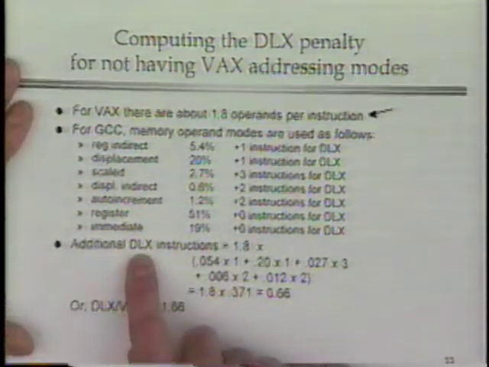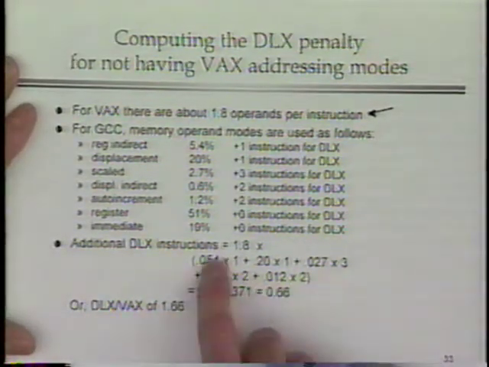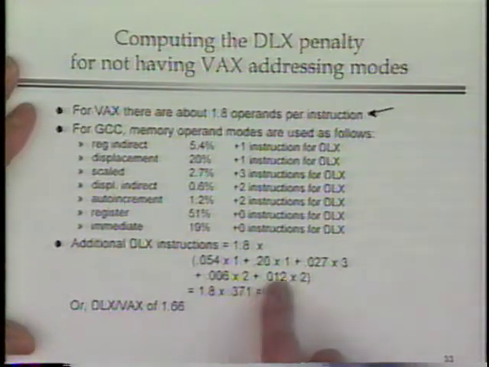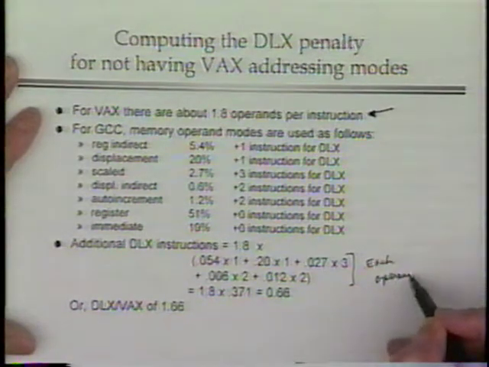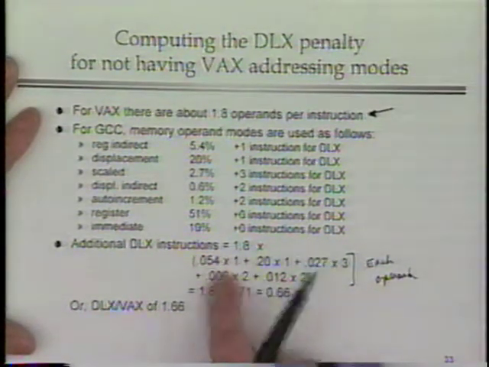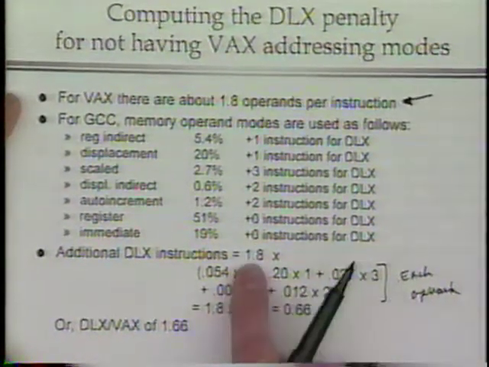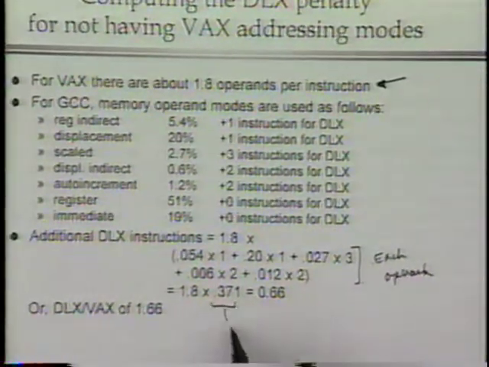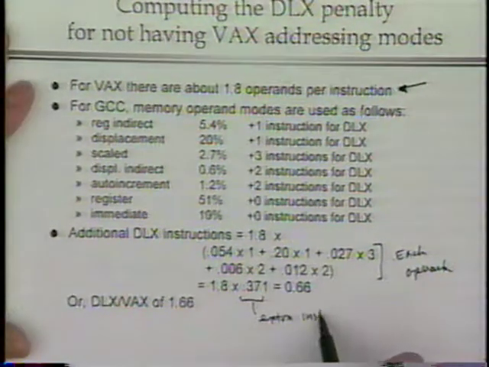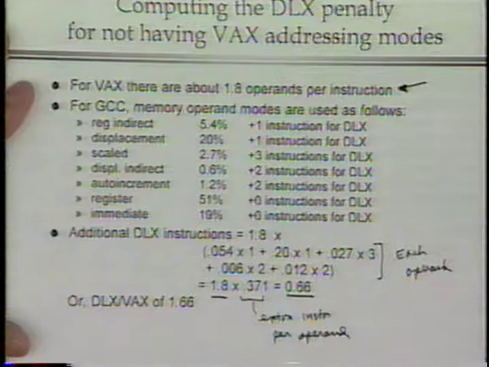So the way to calculate the number of additional DLX instructions is the number of additional instructions required for each operand times the number of operands per instruction. And this is just the product of those percentages times the penalty times the number of operands. So 0.371 is the number of extra instructions per operand, and 1.8 is the number of operands per instruction. So the total penalty is 0.66.